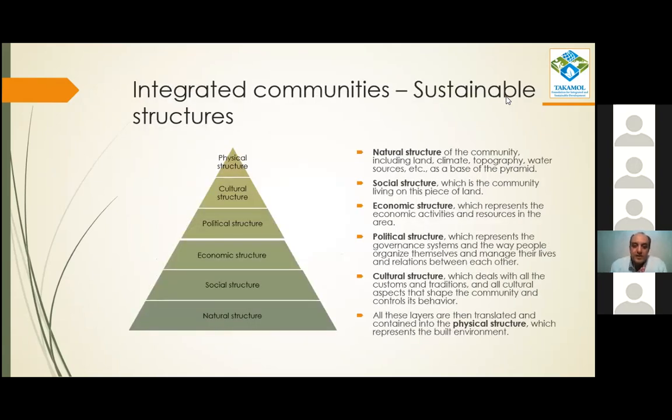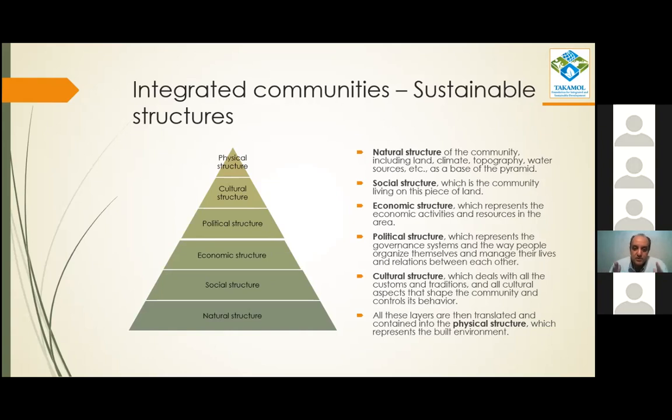So before we move to informal areas, we have to think about the sustainable structure of any community. It starts with the base of the pyramid, which is the natural structure. It includes the climate, the topography, the water sources. This is the base of the pyramid. And then on this piece of land, with these natural settings, we have people living. This is the social structure. And then these people start to make economic activities, like fishing, like agriculture, like tourism, whatever economic activity.